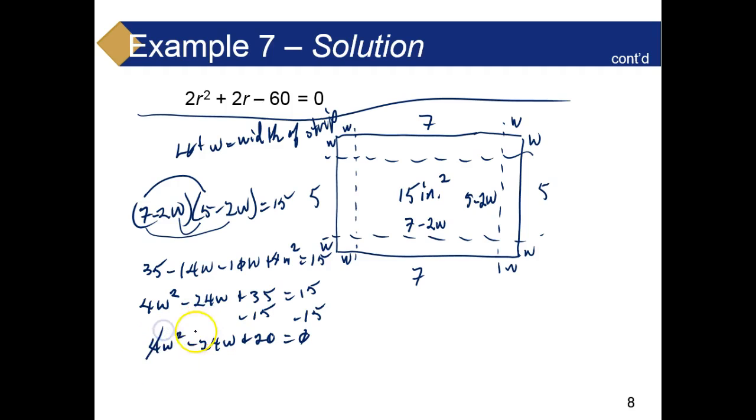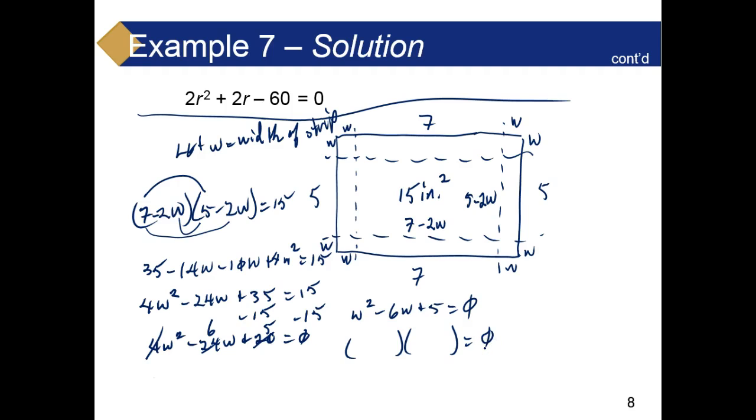Okay, then 4 goes into 4 once, 4 goes into 24 6 times, 4 will go into 20 5 times. So our new problem is W squared minus 6W plus 5 equals 0. All right. What do we do now? I'm guessing we split it up.